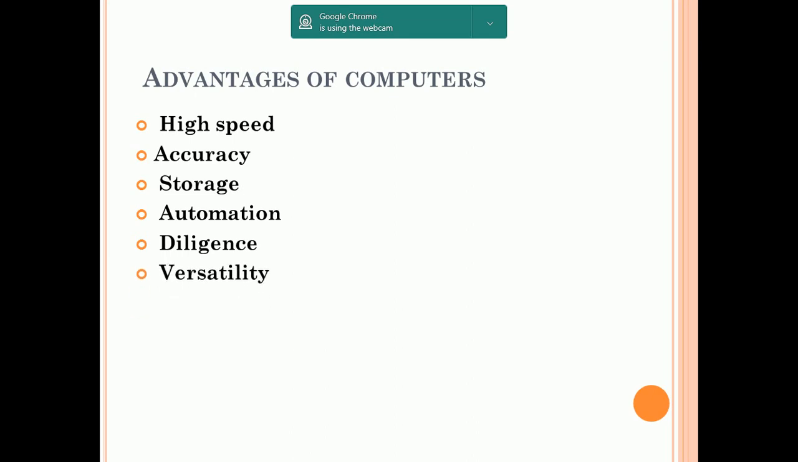Sixth is versatility. Versatility means it can perform simple tasks and it can also perform very complex tasks. That is called versatility. Some humans can perform simple tasks only, some humans can perform complex tasks only, but the computer has high versatility as compared to humans.